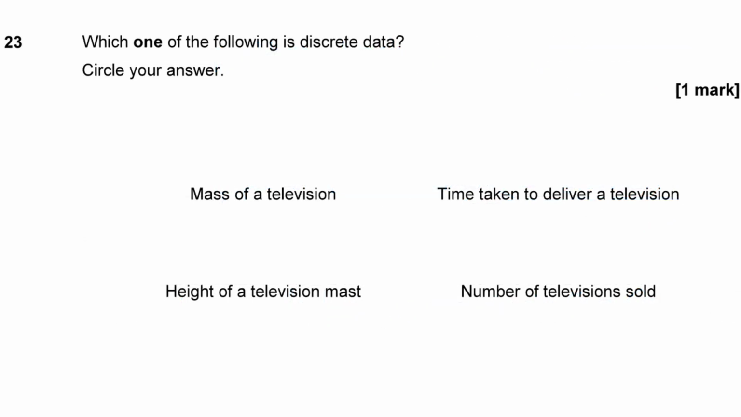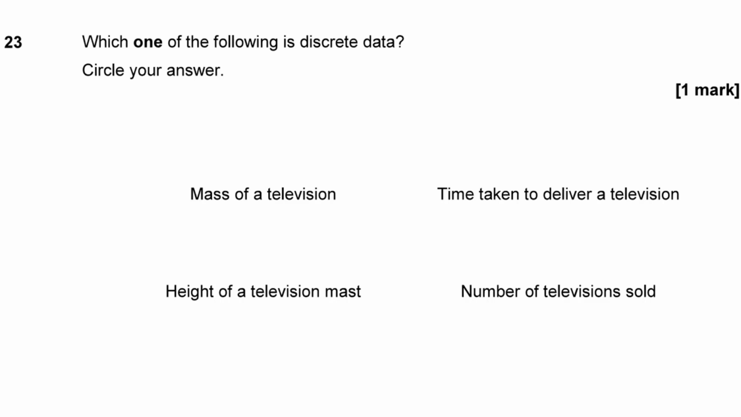Question 23. Which one of the following is discrete data? Circle your answer. Okay, so if you didn't know this already, there are two types of data that you can get: discrete data and continuous data. Discrete data is data that has particular states it can be in. So it could be just all whole numbers or a particular number. Continuous data could be any value between a given range. So if you think about the mass of a television, that could be any number.